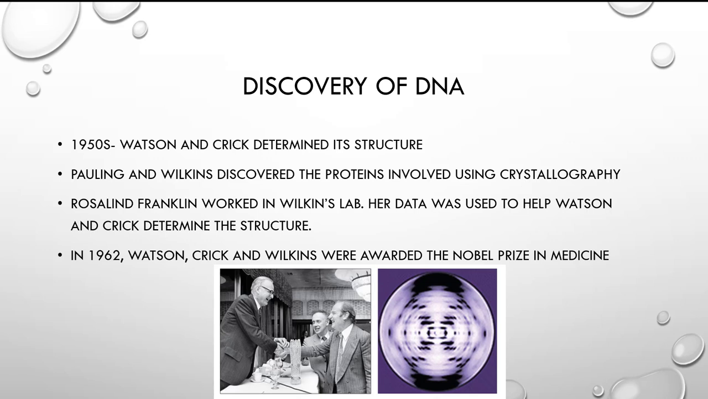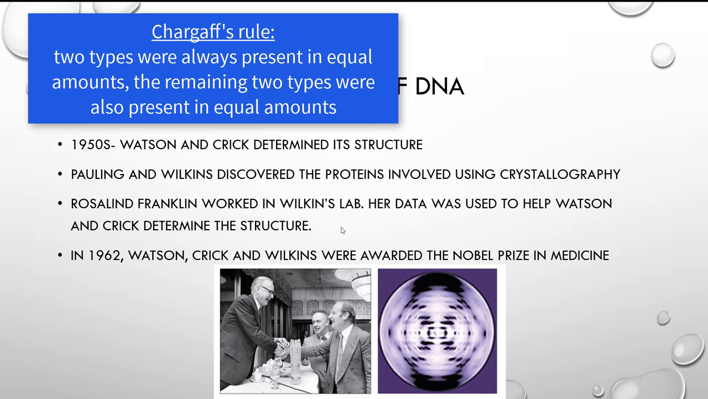Based on that, they were able to publish basically the structure of DNA. Basically that it's a double helix, and that the DNA molecule has the 4 nucleotides present, and that if there's adenine, there's equal parts of thymine in it, and if there's guanine, there's equal parts of cytosine in it. That's something called Chargaff's rule, and we'll talk about that a little bit later.